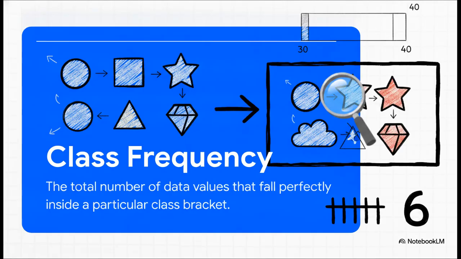So, the crucial takeaway here is that the class frequency represents the actual count of observations sitting comfortably within those strict limits. If our raw data has the numbers 30, 32, 34, 35, 37, and 39, well, all of those specific values fall into the 30 to 40 class. That would give us a class frequency of 6.